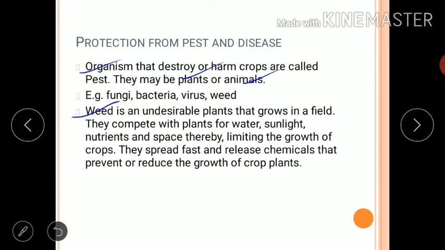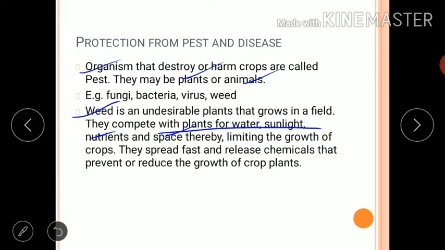Weed is an undesirable plant that grows in the field. They compete with plants for water, sunlight, nutrients, and space, thereby limiting the growth of the crops.